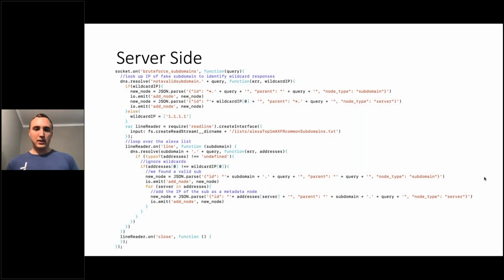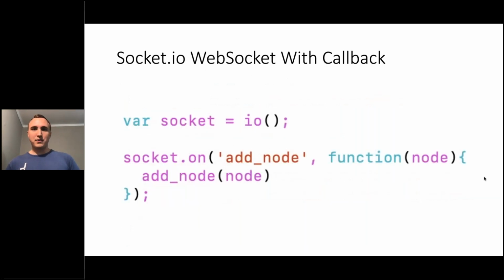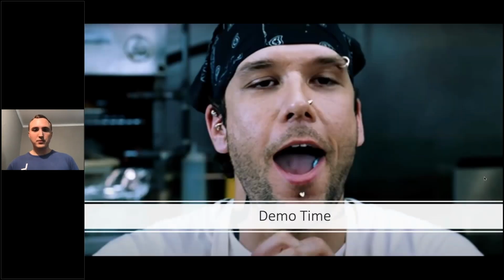In this case, as we find valid entries, we just create those JSON objects and then emit an event back to the client called add node. Client side, very simple. We're always listening for that add node event, and whenever we receive it with the node itself as a parameter, we call that helper function to put it on the graph. So very simple architecture.